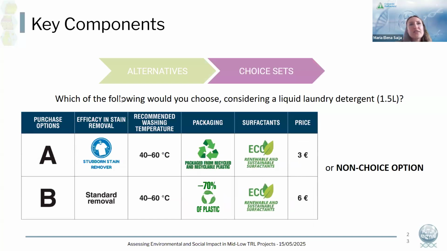Okay. After that, we have the alternatives. The alternatives are a combination of attributes that enable the development of a compelling product concept. So, for example, in this case, product A and product B.